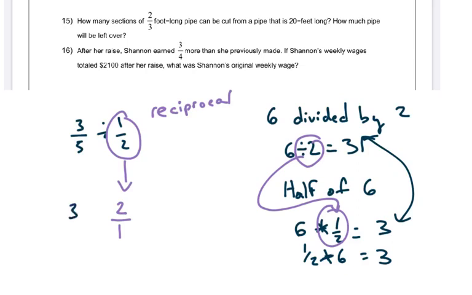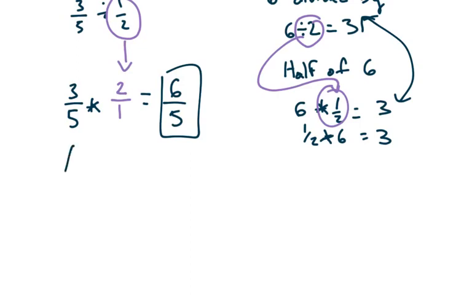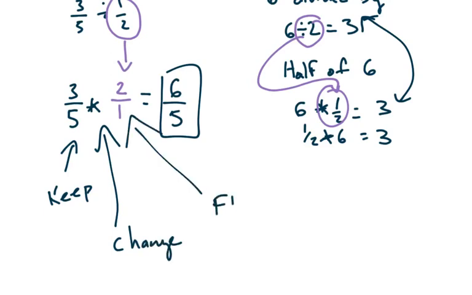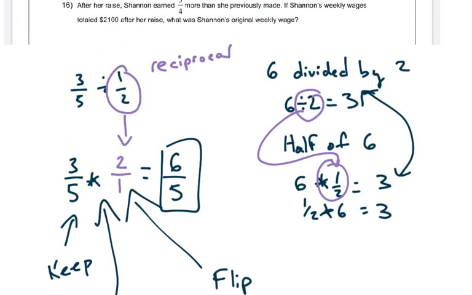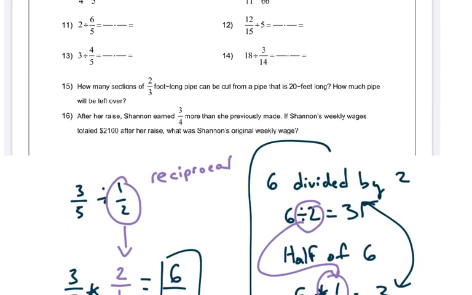The first number stays the same, and then we do what we did last time with multiplication. So we would try to divide. We can't, so it's just 3 times 2 is 6, 5 times 1 is 5, and our answer is 6 over 5. This is commonly referred to as keep, change, flip. You may have called that in the past. Personally, I like to think about it as, well, what is the relationship here that's going on? And once I understand that, solving these problems becomes fairly simple.